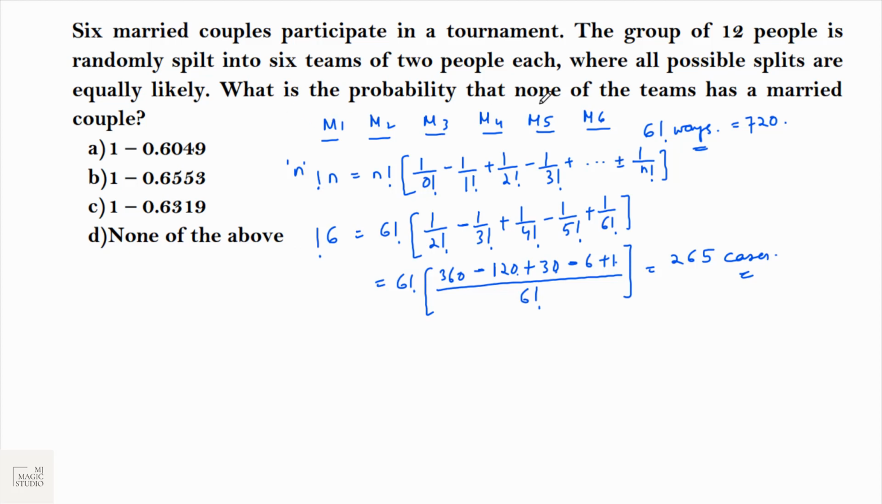Now the question is, what is the probability that none of the teams has a married couple? The required probability is 265 by 720. On calculation, this will be 0.3681. Or this can be written as 1 minus 0.6319. Oh, bingo. We have that in option C. What a great question to solve.